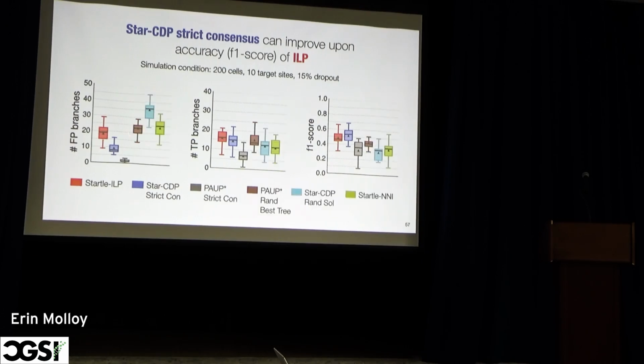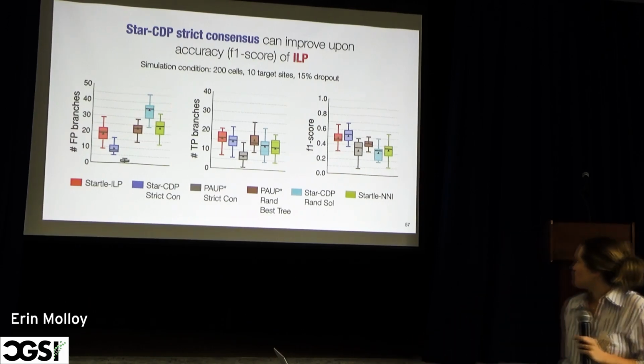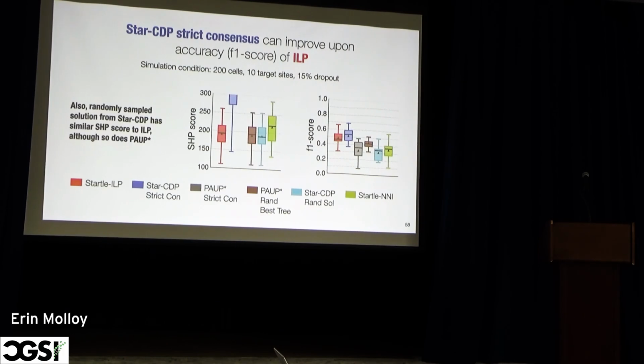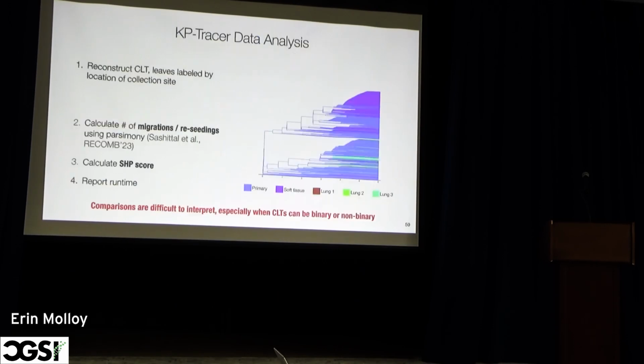And then these methods are all basically taking kind of a single tree found via search or sampling from the solution space, and so there's a lot more false positives. Okay, and then finally we just checked the score, and we did see that sampling from our search space in this case is pretty similar to the score that you would get with the ILP-based method.